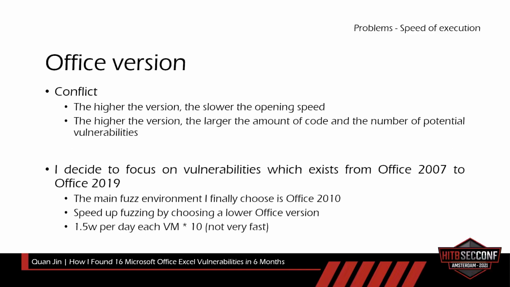There are many versions of Office. The higher the version, the slower the opening speed. From another perspective, the higher the version, the larger the amount of code and the number of potential vulnerabilities. I need to make some trade-offs. After a period of evaluation, I decided to focus on vulnerabilities that exist from Office 2007 to Office 2019. After making this choice, I can speed up fuzzing by choosing to execute the file in a lower Office version.